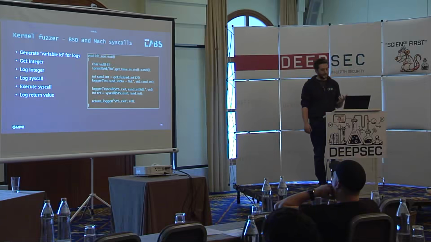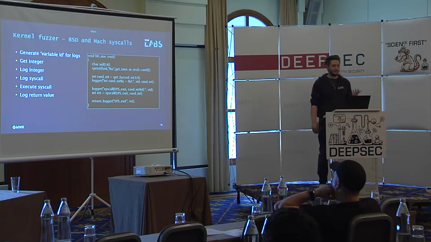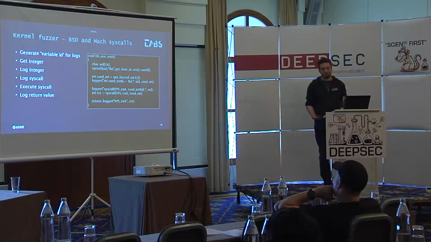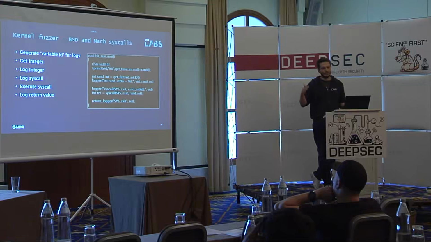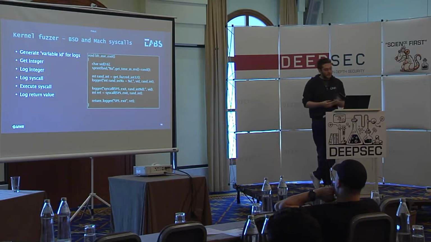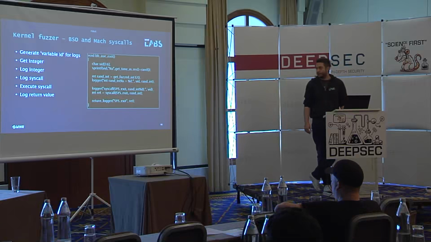So this is essentially what a syscall in the fuzzer now looks like. This is the exit syscall. Probably not much point fuzzing this. The first thing we do here is generate what we call a variable ID. We have this massive C statement that's going to be our log file, so we need to make sure all the variables that go into it have unique names, otherwise it will never compile. Then we get our integer, just a rand int there.